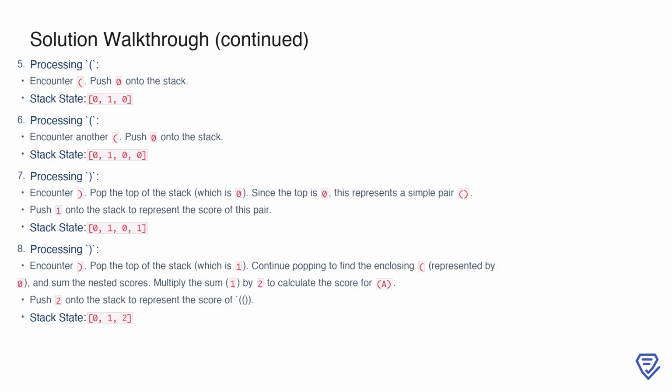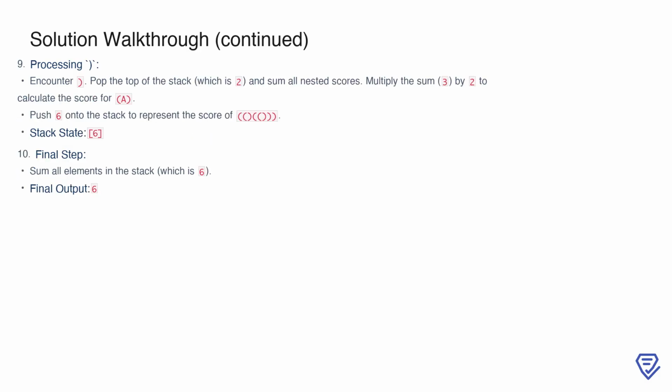After that, we process another closing parenthesis. This time, we pop the top value, which is 1, and continue popping to find the enclosing open parenthesis, represented by 0. Summing the nested scores gives 1, and multiplying by 2 results in a score of 2 for (A). We push 2 back onto the stack, which now becomes 0, 1, 2.